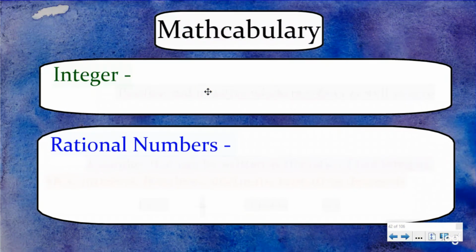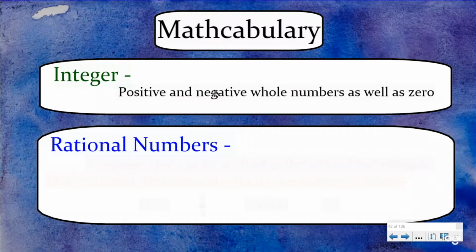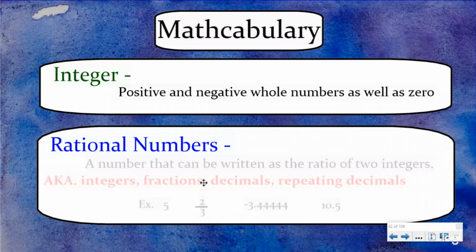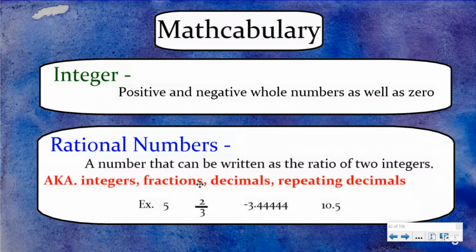So throughout this entire playlist, we've been talking about what integers are, right? Integers are positive and negative whole numbers as well as zero. The key thing with integers is that they are whole numbers. Rational numbers are numbers that can be written as the ratio of two whole number integers, aka they are integers, fractions, decimals, and repeating decimals.